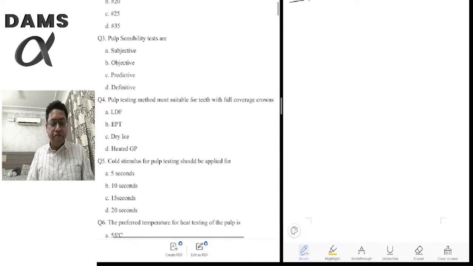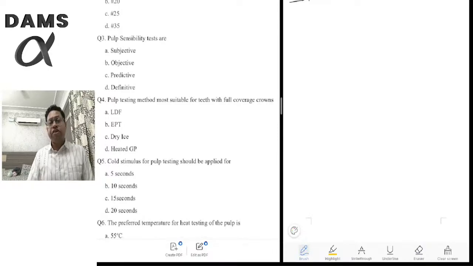The pulp testing method most suitable for teeth with full coverage crowns: laser Doppler flowmetry, electric pulp testing, dry ice, or heated gutta percha. Now, if you look at the options, laser Doppler flowmetry is the most accurate method of all the tests available for diagnosing pulp vitality status. But here it is talking about teeth with full coverage crowns.